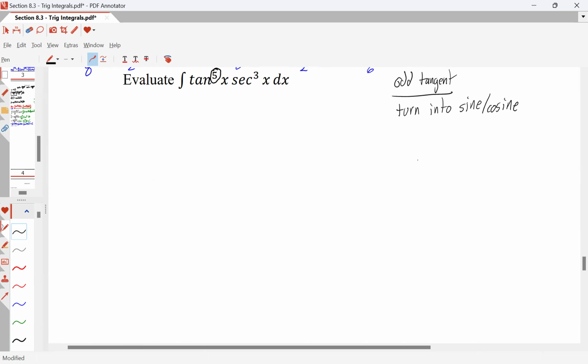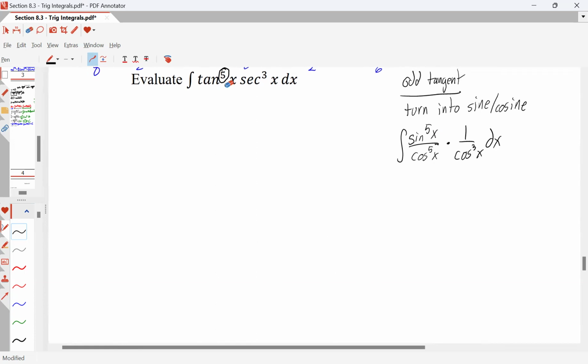What this would end up looking like in sine and cosine is that tangent is sine over cosine. So we'd have sine to the 5th x over cosine to the 5th x. And secant is 1 over cosine. So secant cubed x is 1 over cosine cubed x dx. And now we have an odd power of sine, so we can use the strategies from the last video to integrate that.